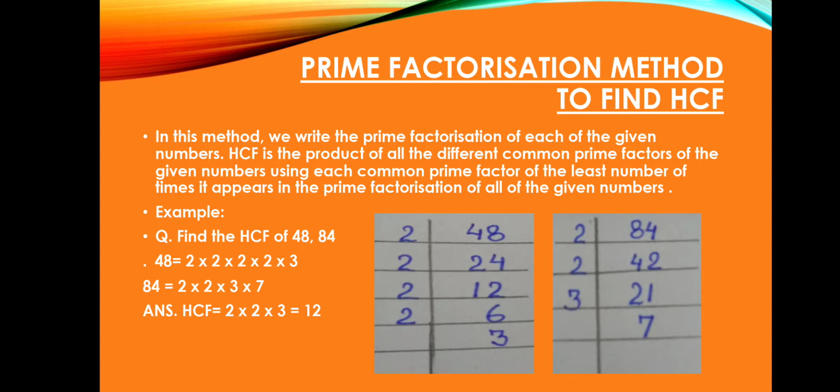Now what will be the HCF here? It is the product of all the different common prime factors of the given numbers, using each common prime factor the least number of times it appears in the prime factorization. So it is 2, 2 pairing, and then we have got the pairing of 3. So it will be 2 into 2 into 3, that will give us 12.